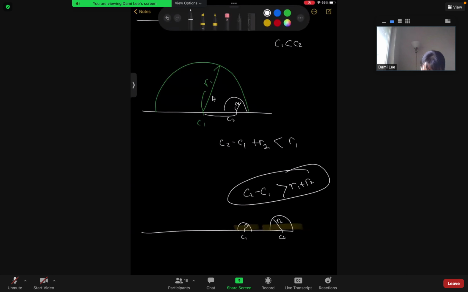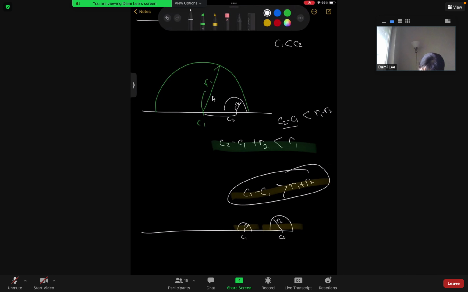This is the inequality that we got. Now, in our second case, we have an inequality like this. So what can we say about this? We have C2 minus C1 is less than R1 minus R2. And here we're assuming that R1 is greater. I guess this has to be within a certain bound.